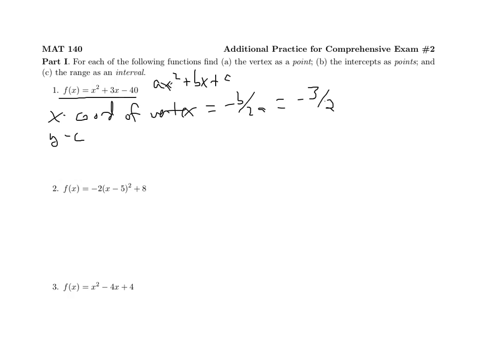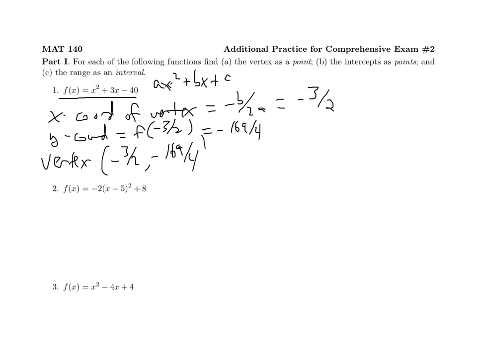The y-coordinate is going to be what we get by plugging in negative 3/2 for x in the formula. Remember, the formula for our function is essentially a formula for the y-coordinates. So if we need a y-coordinate, we always plug in our known value of x. That'll be minus 169 over 4, of all things. And so my vertex coordinates are negative 3/2, negative 169 over 4.